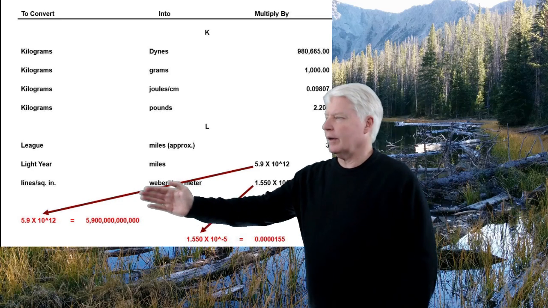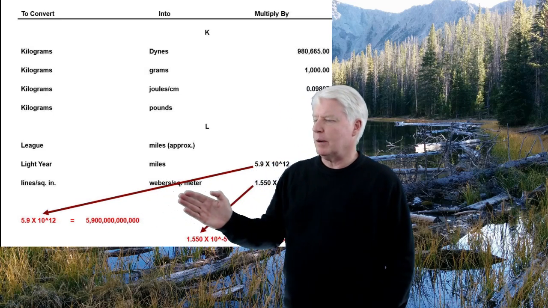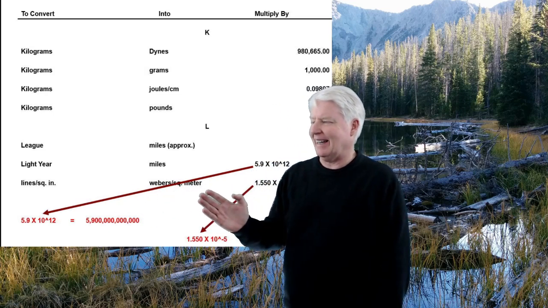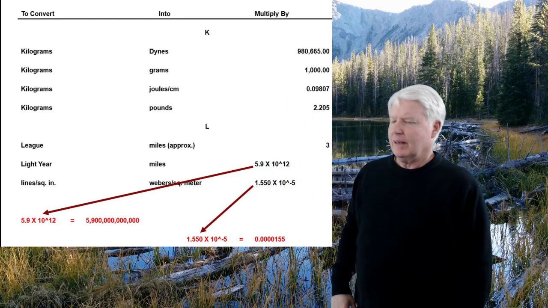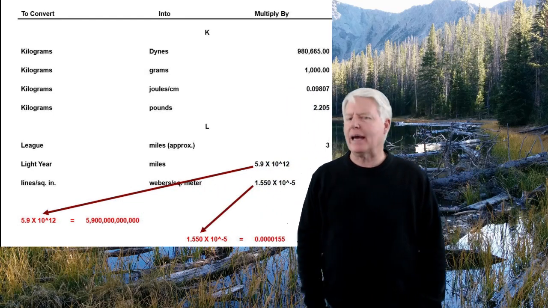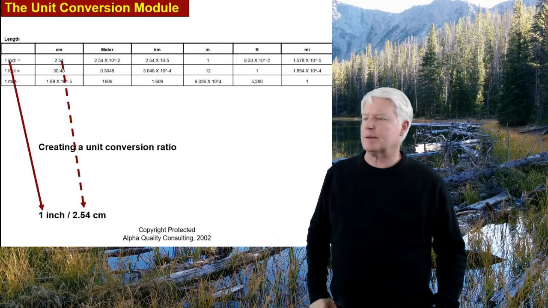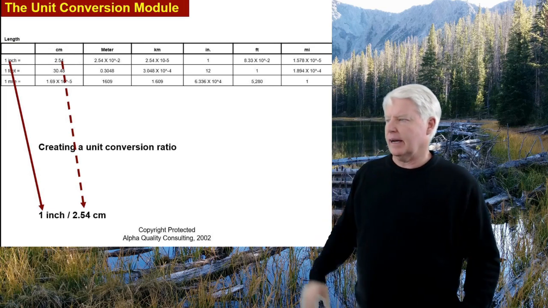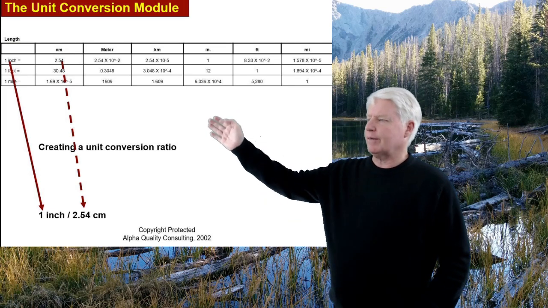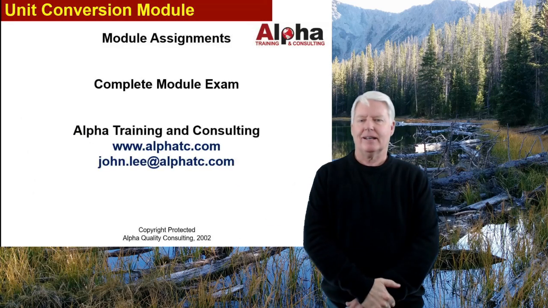And then if you want to convert lines per square inch into Webers per square meter, okay, you multiply the lines per square inch by this number. So everyone has their preferences. I personally like this one because it doesn't take up as much space, and I can create whatever unit conversion I desire. Of course, this is for length. If I would have turned the page, there would be volume there, etc.